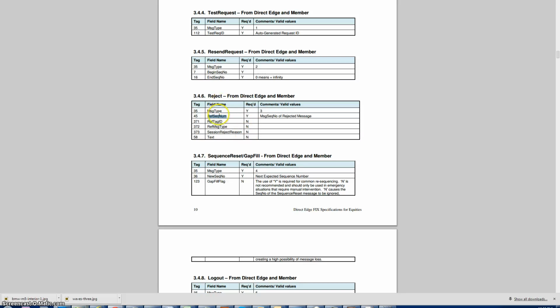So, very common tag. Let's see, reference message type. So it lets you know the message type as well. A reason: if you're lucky, you might get a reason that actually makes sense. A lot of times I've seen reject reasons that I just kind of like, what? So I've got to call the exchange and find out what that means. It's really, really vague.